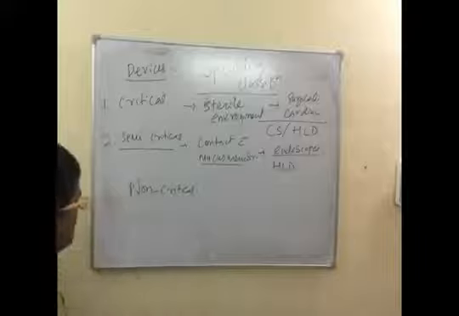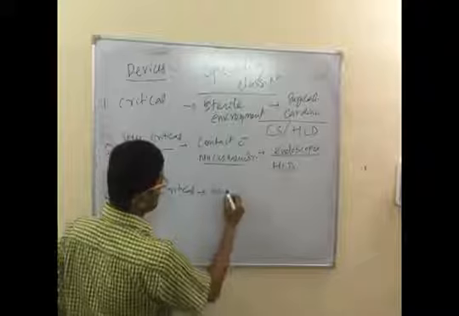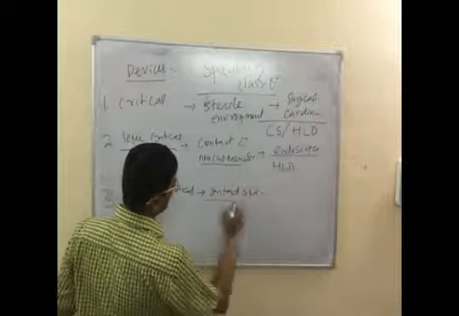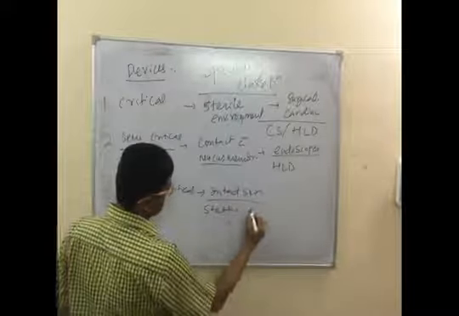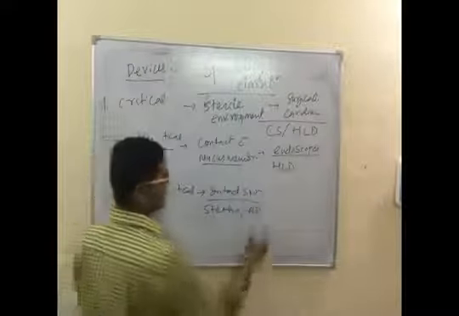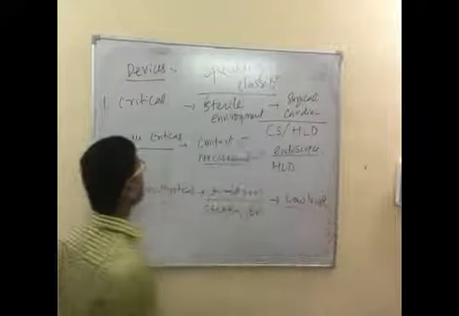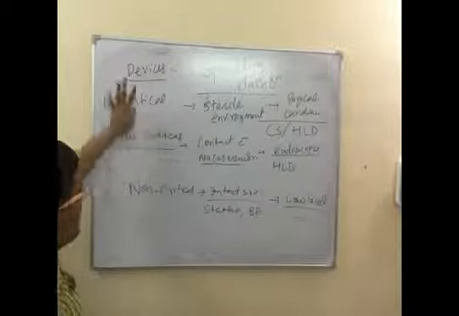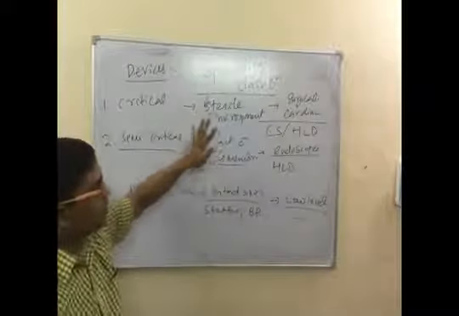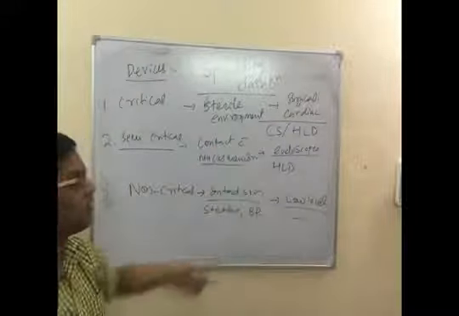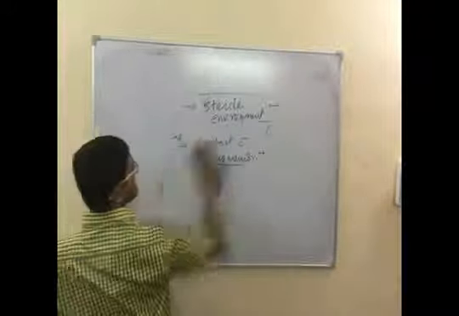Whereas non-critical devices are those devices that will come in contact with intact skin, such as your stethoscopes, BP apparatus, etc. And here maybe a low level disinfectant will be enough. Okay, so this is the Spalding classification, which in the hospital we use to decide which disinfectant to use for which purpose. So this is again important for you.